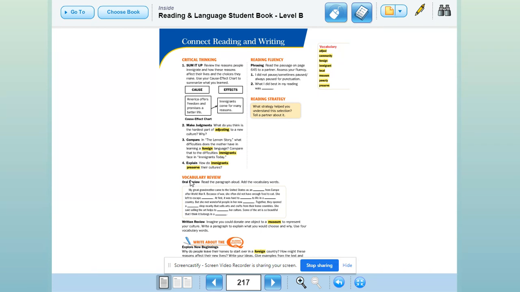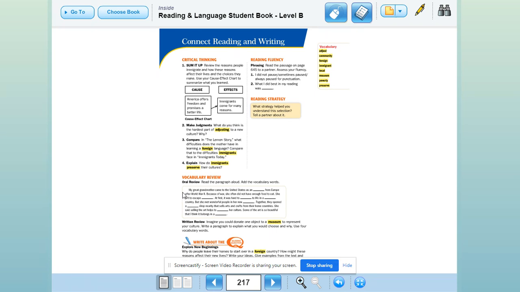And then here is a review of the vocabulary. So these are the words that you have to know for week 9, which is next week. You're going to take a test on it. So make sure you understand these words. And I'm going to do this together right now.